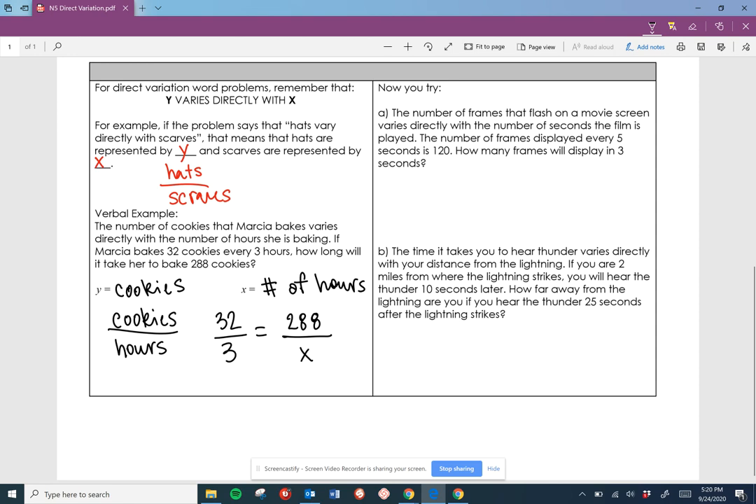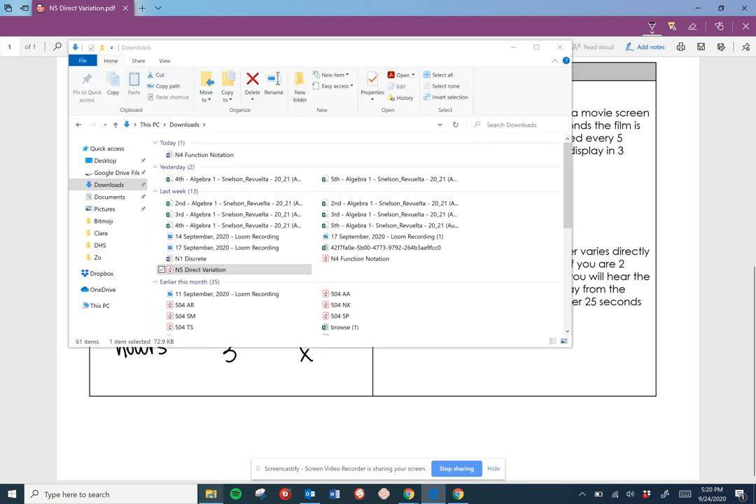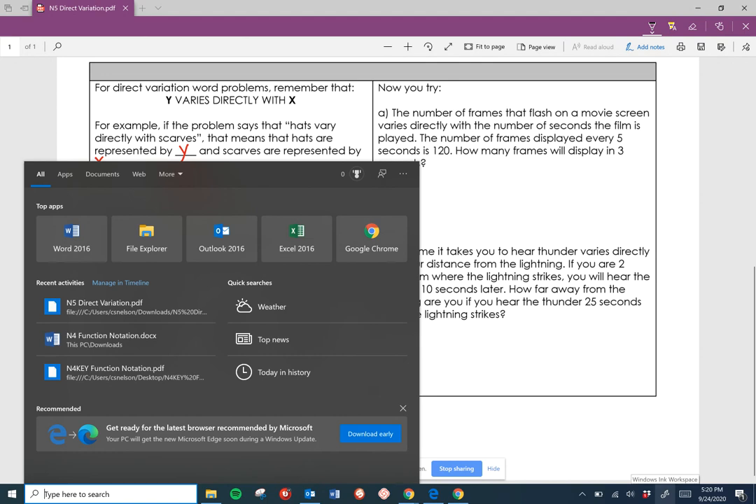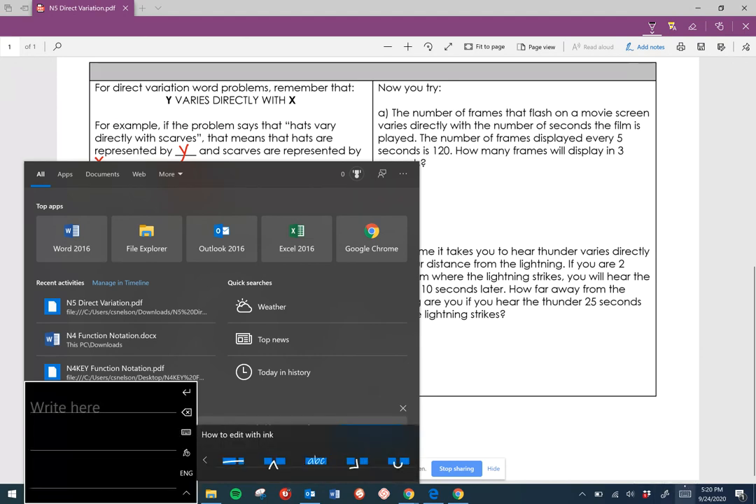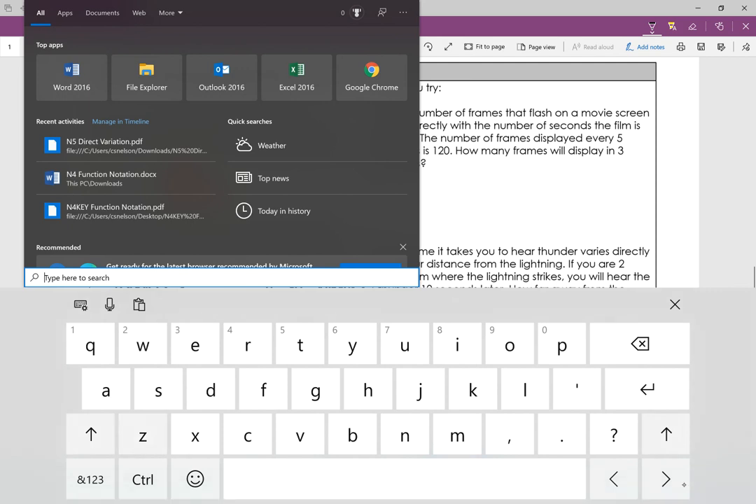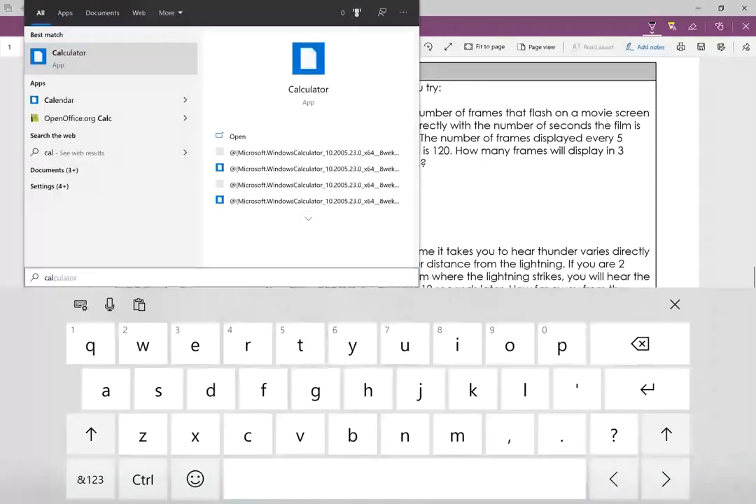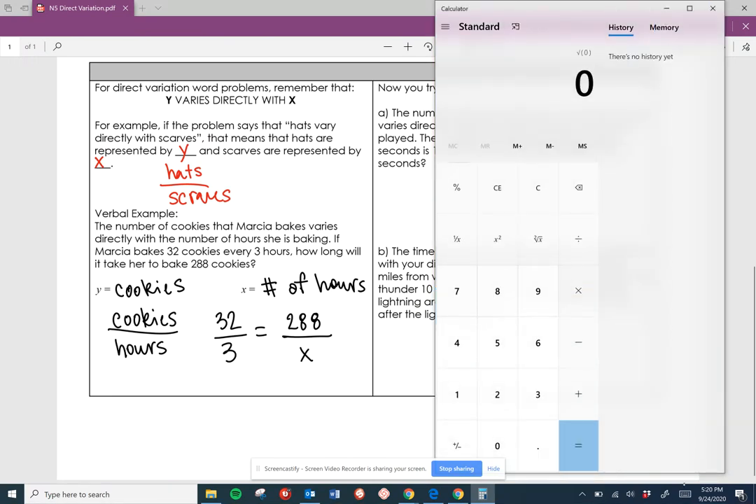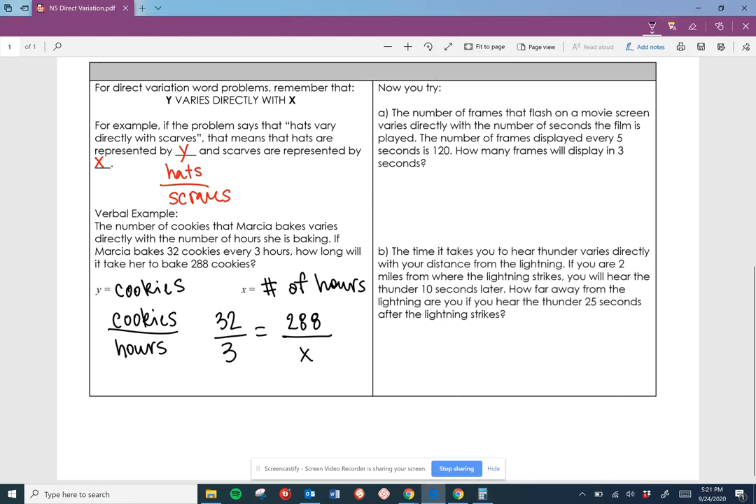Okay, so 3 times 288, we would just go ahead and multiply. Not sure what that is, so I'm going to use my calculator. Okay, it is 864. And then 32 times x is 32x, okay?